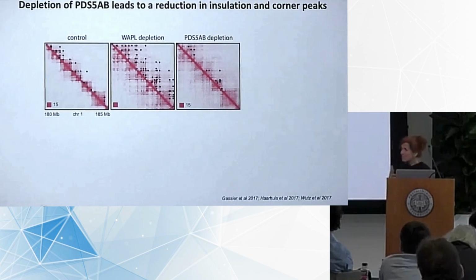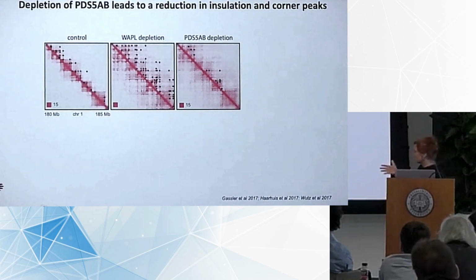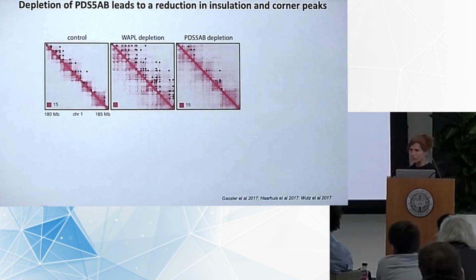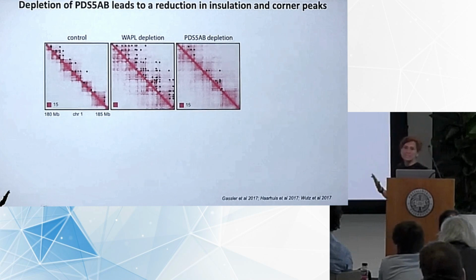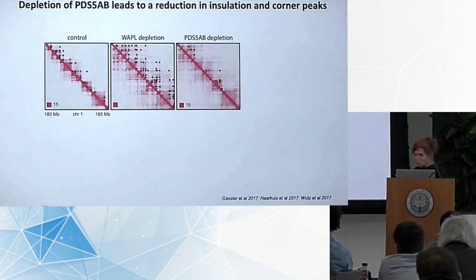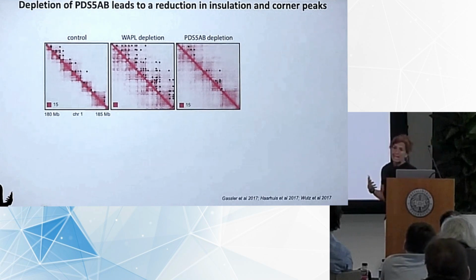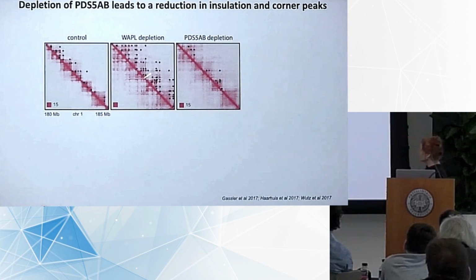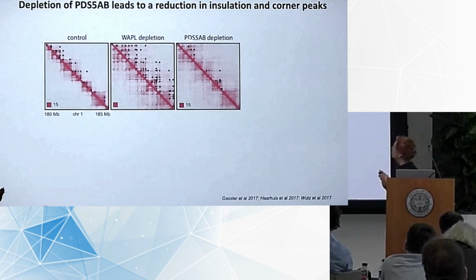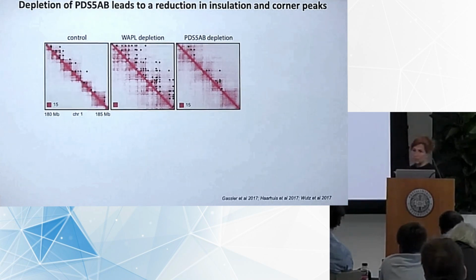From these Hi-C matrices, you can see, and it has been published already some time ago, that if WAPL or PDS5 are depleted, so they are releasing factors, cohesin stays on chromatin longer and cannot be removed, it accumulates there, and for that reason we believe it extrudes longer loops, as shown here.